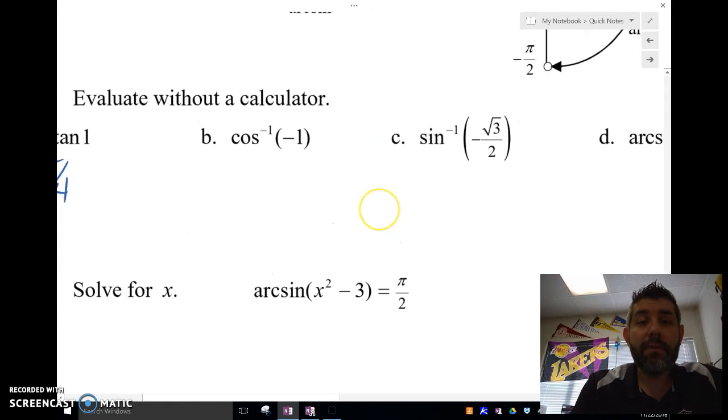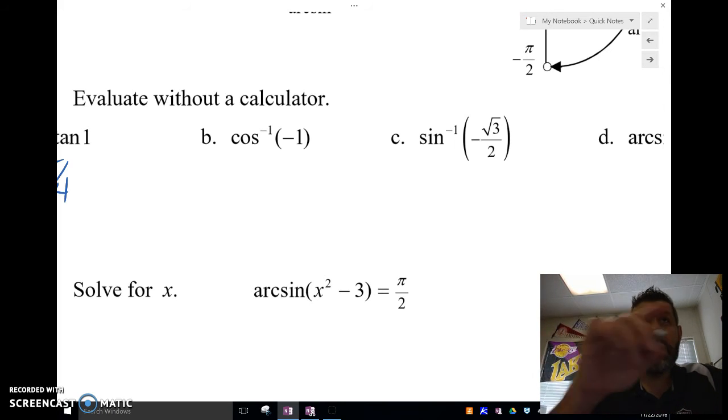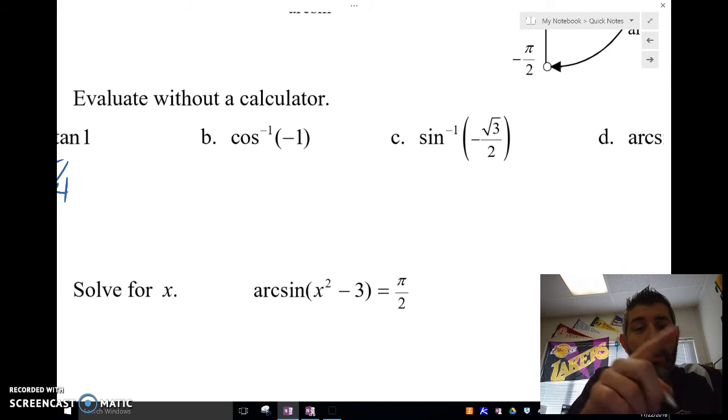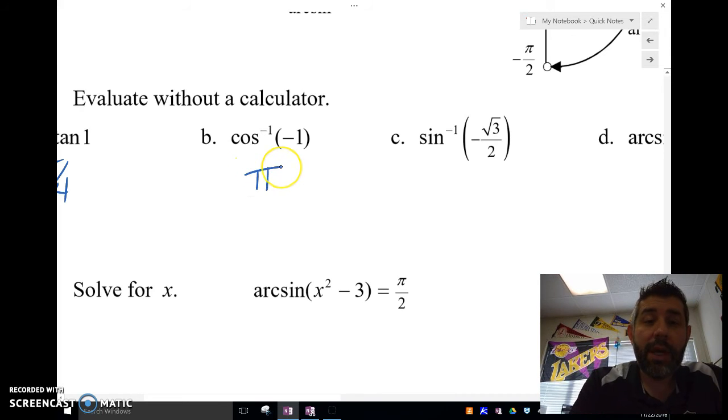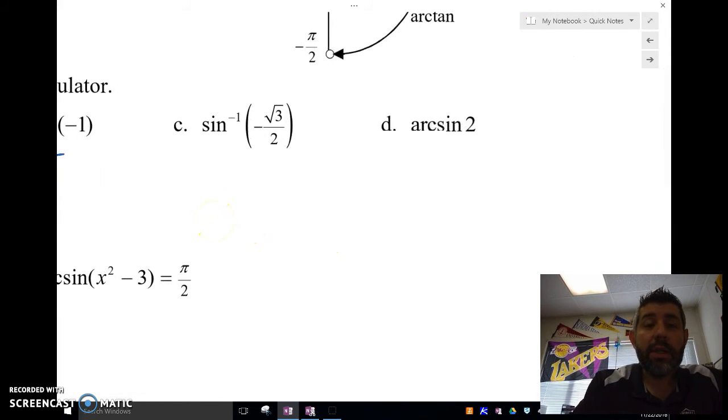All right, what about inverse cosine of negative 1? Again, what angle is the cosine going to give me negative 1, within 0 to pi? That's going to be at pi. Where is the y-coordinate negative root 3 over 2 in the unit circle? That's going to be at negative pi over 3.